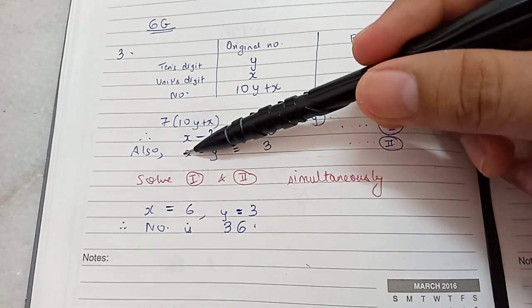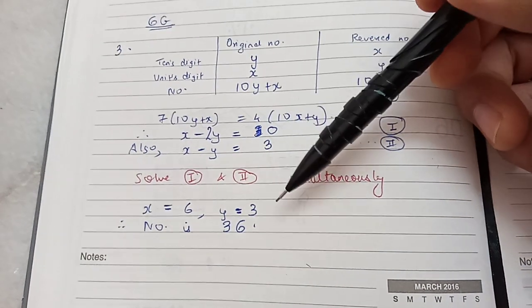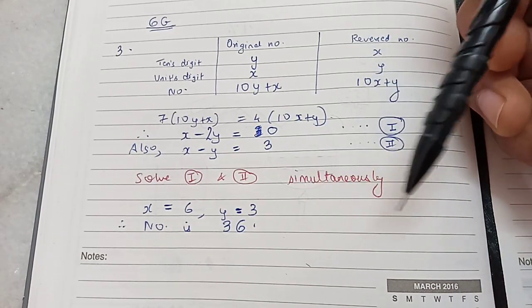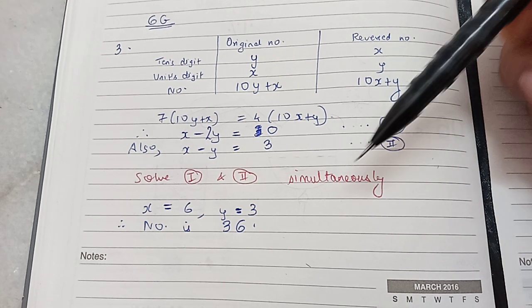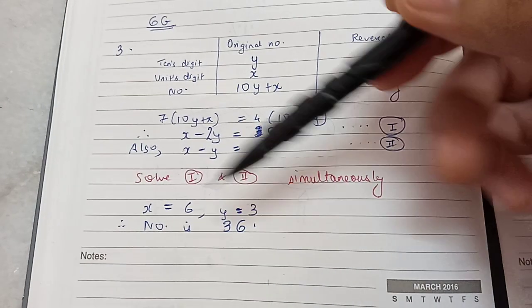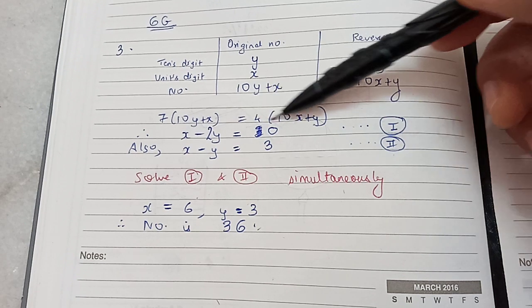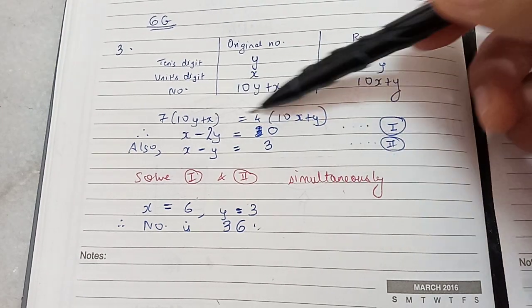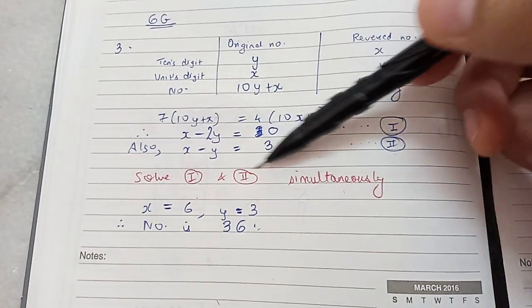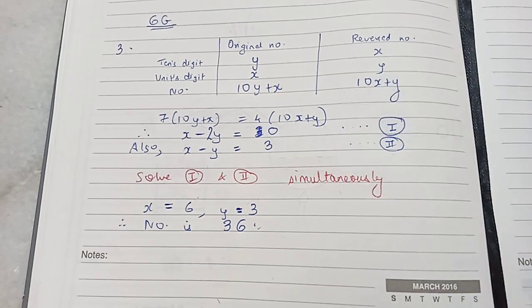And according to the second condition, the difference between the digits is 3. So I'm taking x minus y is equal to 3. Now solving both of them simultaneously, we get the values of x and y, and the number is 36. Make sure you show all the steps of opening the brackets here and show the simultaneous equation, elimination, solving. Don't do any shortcut.